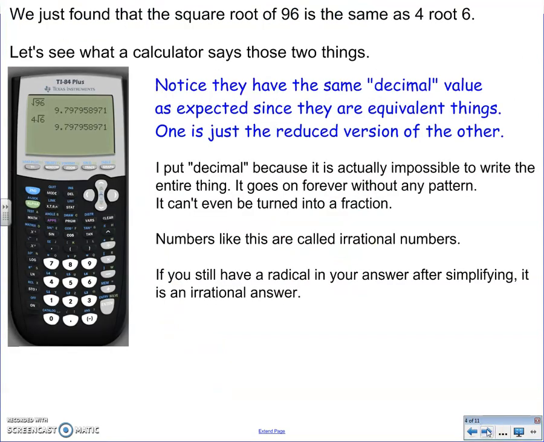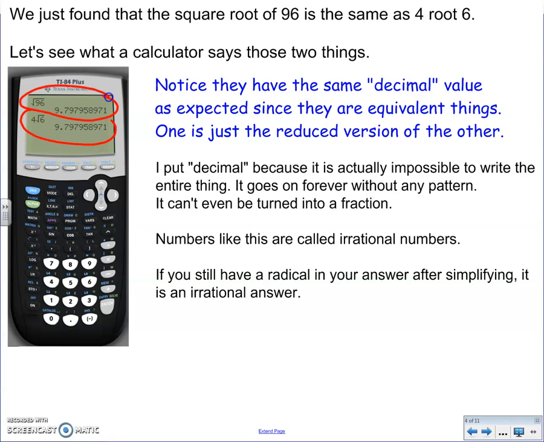Let's see what the calculator says. If you type it in the calculator, you'll see this. Square root of 96 is this 9.797 decimal. 4 root 6 is the exact same 9.797958 and so on. So again, notice the same decimal value, and that's what we should expect because they're equivalent. One is just the reduced form of the other.